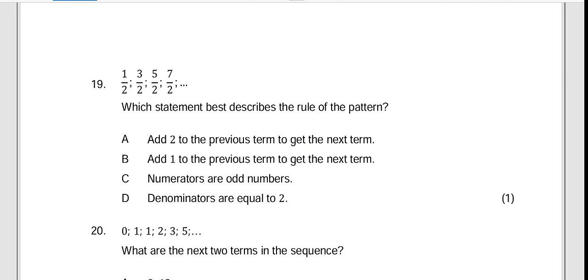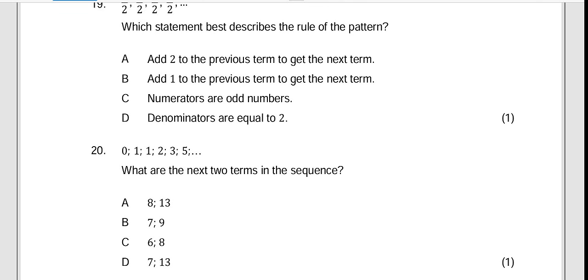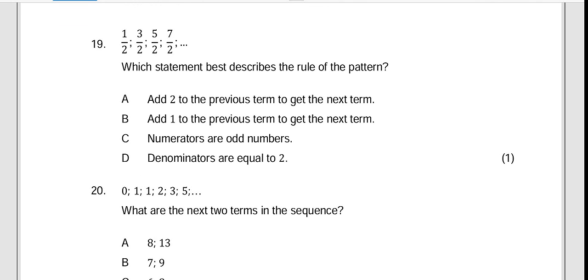So we are done with exponents. Now we are starting with number patterns. Number 19: 1/2, 3/2, 5/2, and 7/2. T1 is 1/2, T2 is 3/2, T3 is 5/2, and T4 is 7/2. Which statement best describes the rule of the pattern?